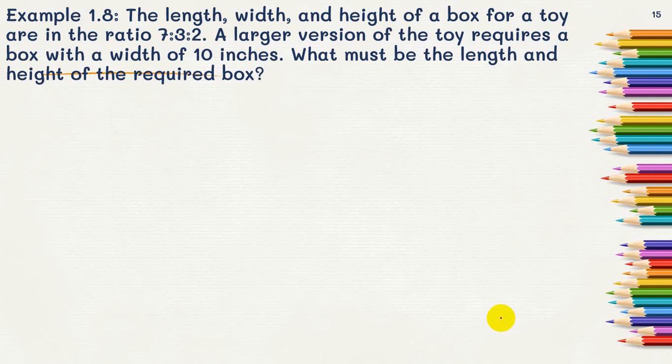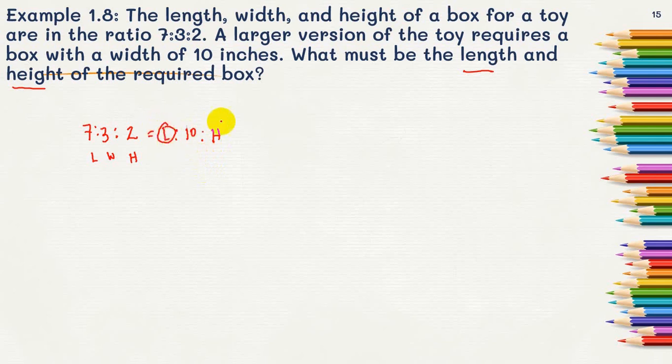Alright, so we are talking about two boxes that are proportional. First things first, we have to write our proportion. So we have 7 is to 3 is to 2. Remember that this is the length, this is the width, and this is the height. Equals, according to the problem, the larger version of the toy requires the box with a width of 10 inches. So what are the unknown values? We need to find the values of length and height. So length is unknown but width is there, which is 10 inches, is to the height. So this will be now our proportion.